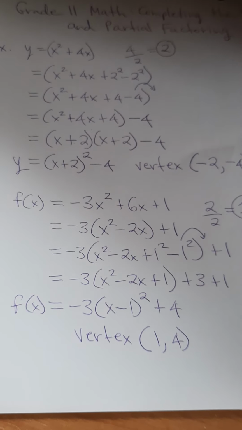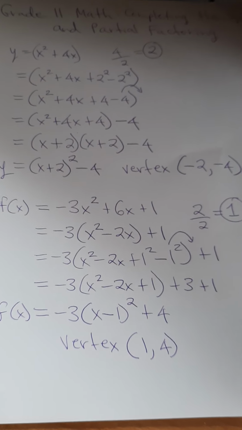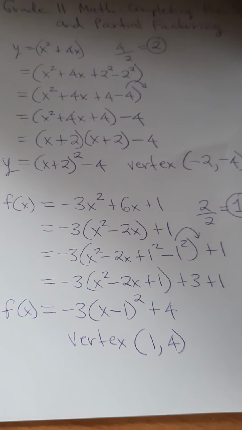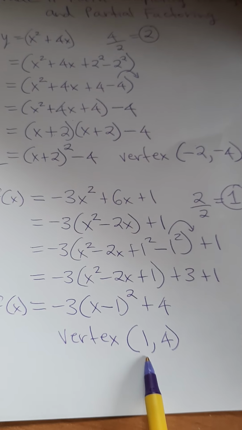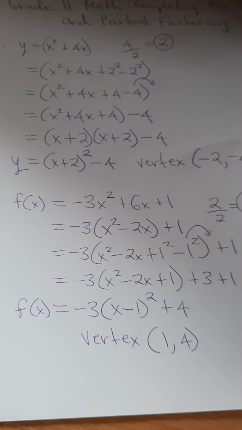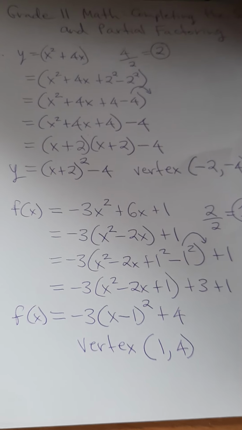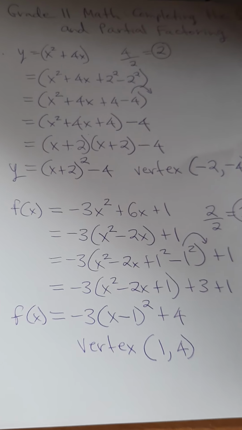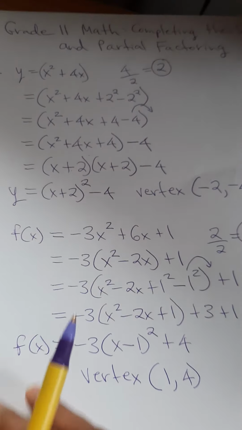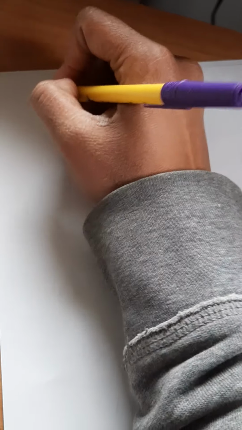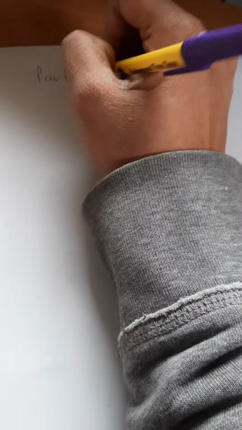I'm completing the square, I'm finding the vertex. And again, the reason we are changing it into the vertex form is so that we can actually graph out the quadratic very easily. Okay, does anyone have any questions? All right, so that looks good. Okay, so let's move on to our next method here. And our next method is going to be on partial factoring.